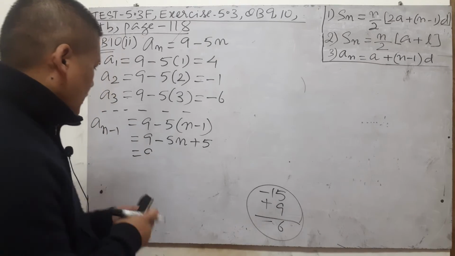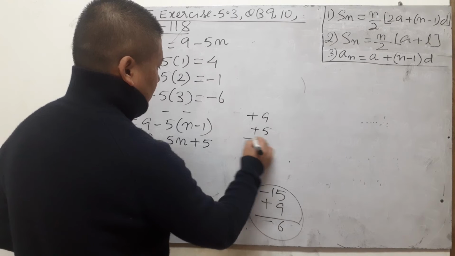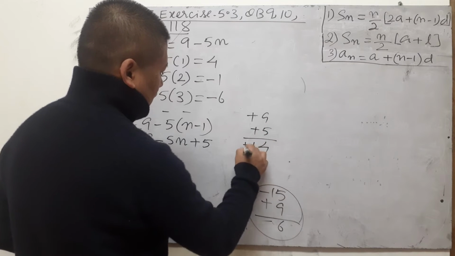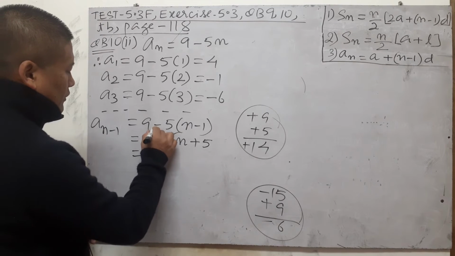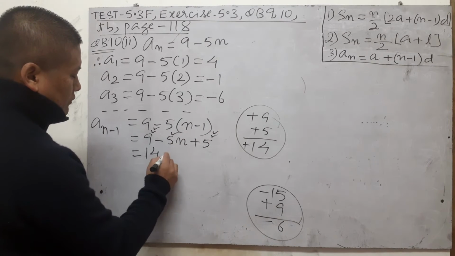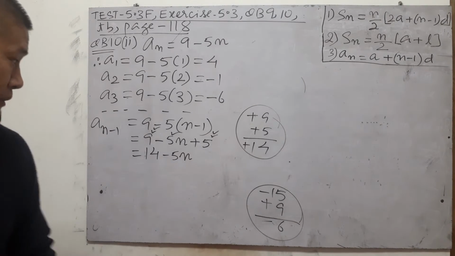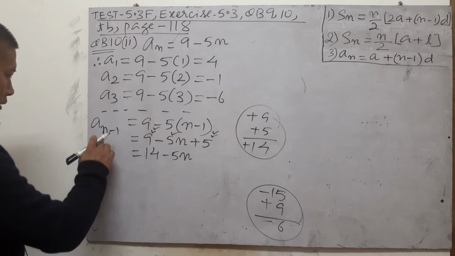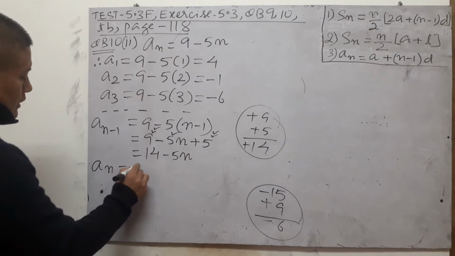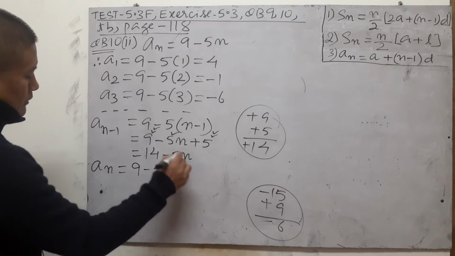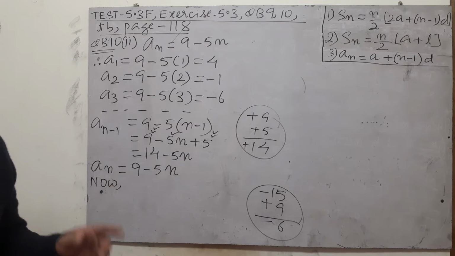Okay, and we can settle this here. Plus 9 plus 5 means addition, 14. So I write here 14, and this one minus 5n. So the value for an minus 1 is 14 minus 5n. And the one higher to this, the an value, is already given, exactly 9 minus 5n.